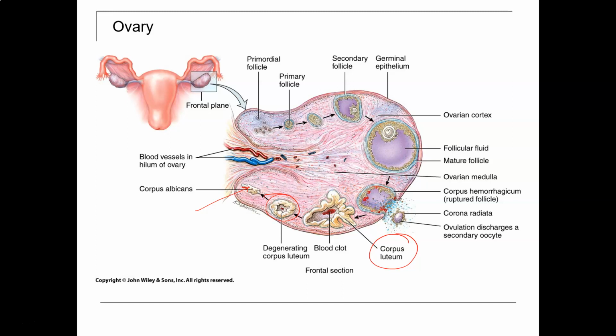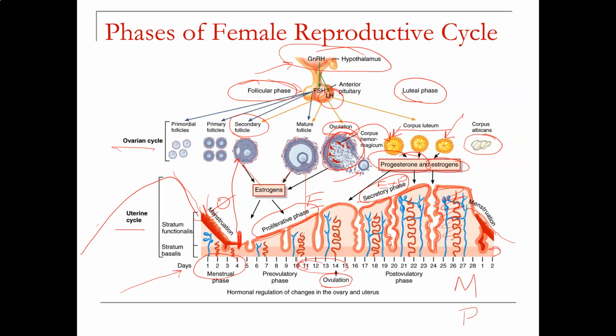Okay, so I might be asking you questions. For example, let's go back to this. I might ask you something along the lines of, when the uterus is in the secretory phase, what structures are you going to see in the ovarian cycle, in the ovary? So you'd say, well, the secretory phase in the uterus corresponds to the luteal phase in the ovary, so you're going to see a corpus luteum.